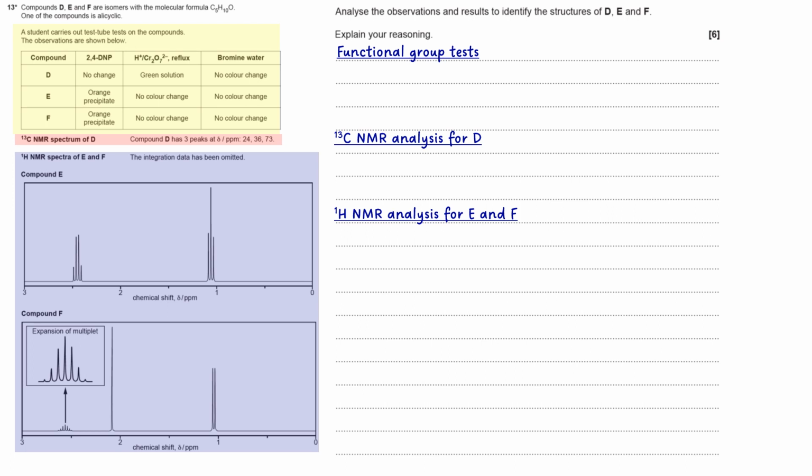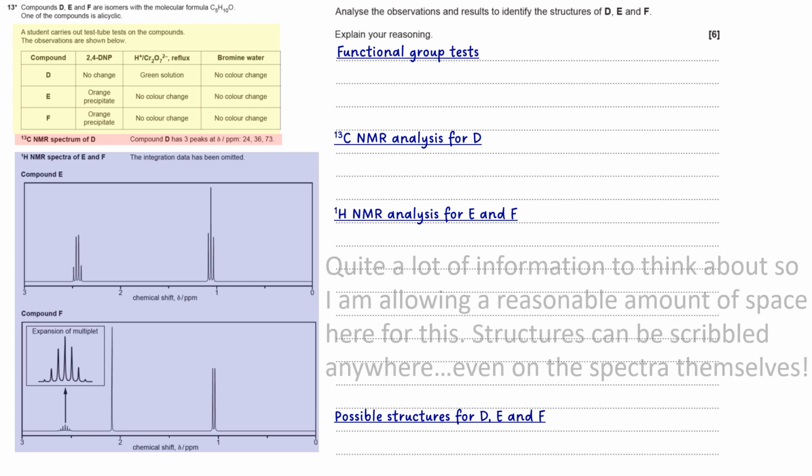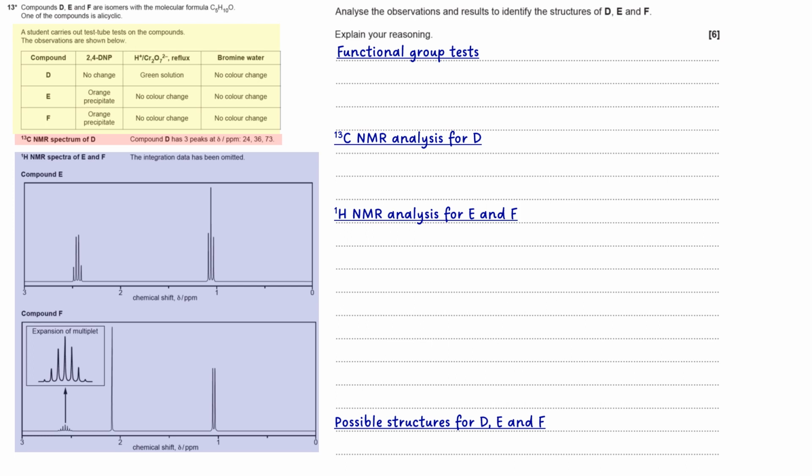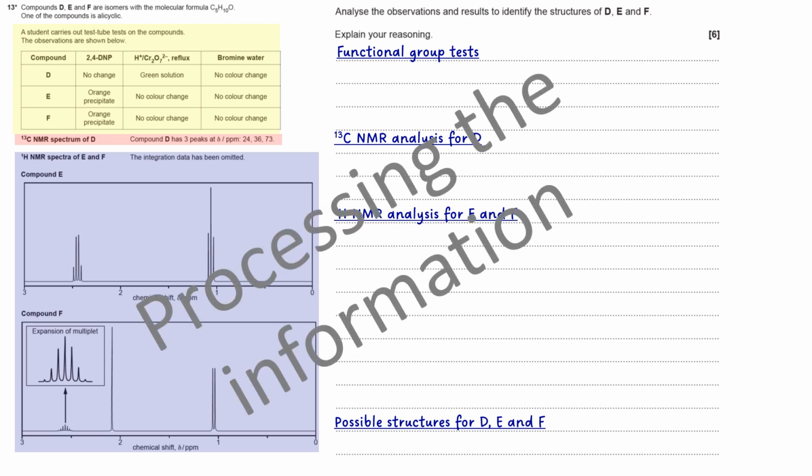I didn't need much space for the carbon-13 NMR, because you can see there's only one small bit of information there, so I don't need to spend lots of time talking about that. But I need to leave a lot of space for my hydrogen NMR analysis, because there's quite a lot of information to think about. The structures can be put anywhere. I can put my structures on the actual spectrum themselves if I need to. So, starting with the functional group tests and processing the information.